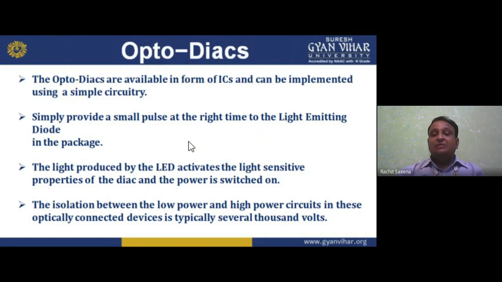Optodiodes are available in the form of ICs, that is integrated circuits, and can be implemented using a simple circuit. They are available in the form of IC in the market. Simply provide a small pulse at the right time to the light emitting diode in the package.